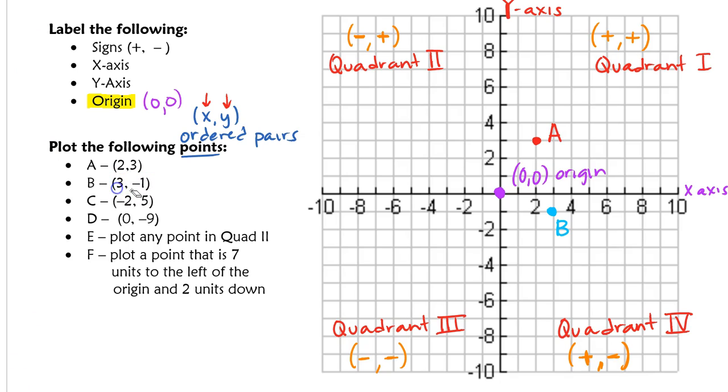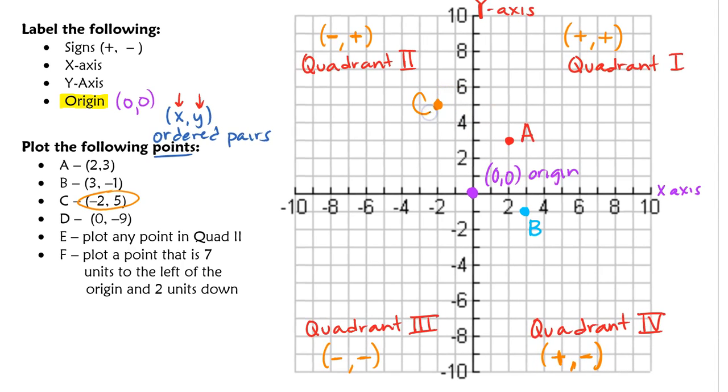All right, now let's try the point C, (-2, 5). So this time the x value is -2, which means I'm moving to the left 2 units from the origin. So I move left 2 horizontally, and then I'm going to go up 5 because it's a positive 5. So if I go up 5 units, I'm right here now. So we're going to label that C.